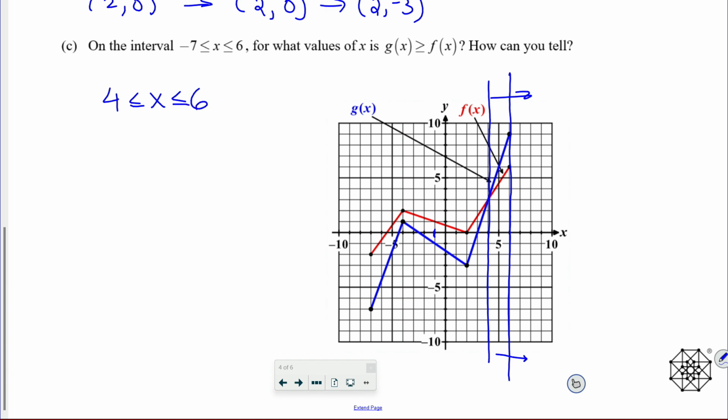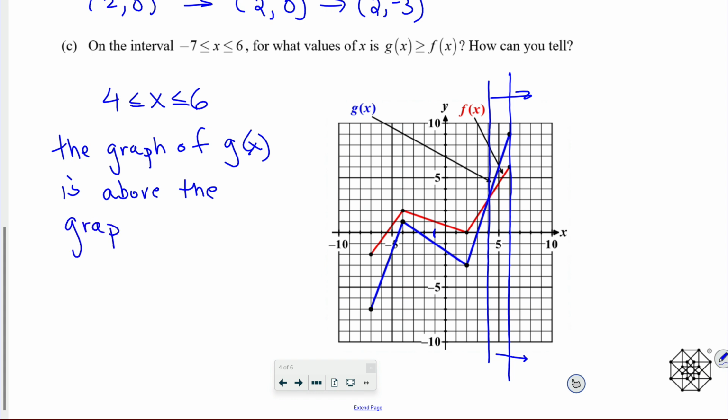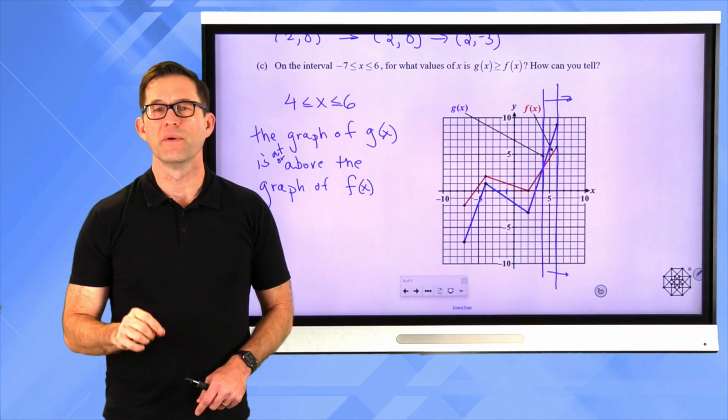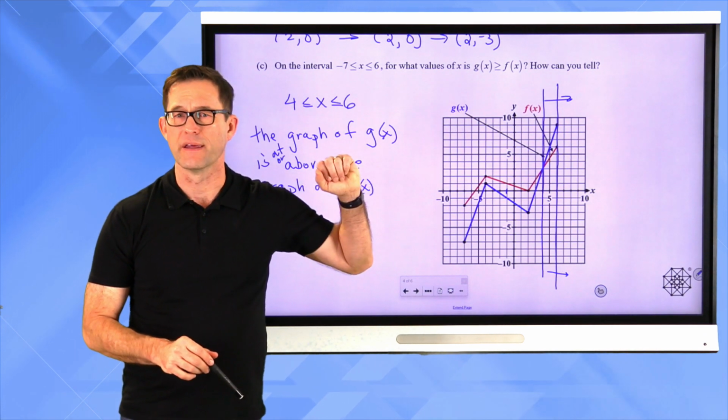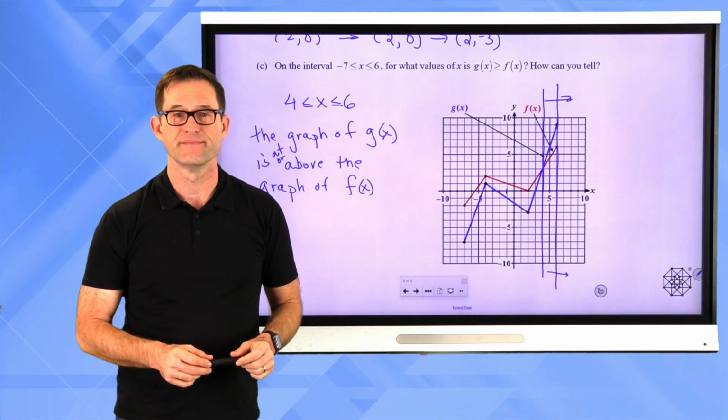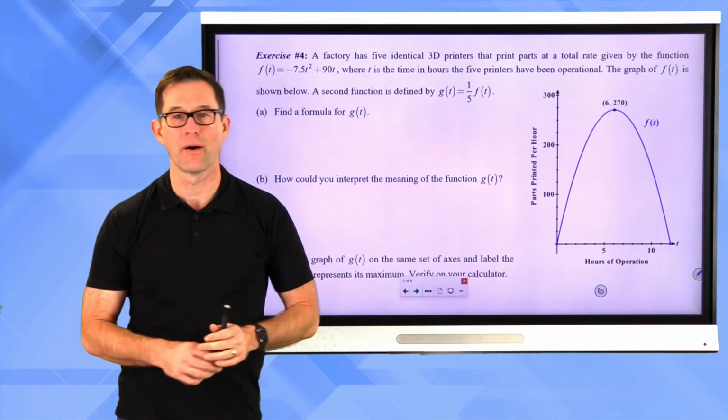How can we tell? Because the graph of g of x is above, and I should really say at or above, the graph of f of x. And we've talked about this before. We've looked at other scenarios where we've solved an inequality graphically, and that's exactly what we're doing here. Okay, let's take a look at one last problem.